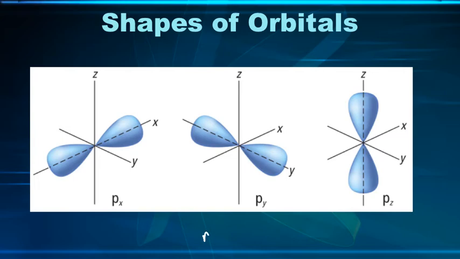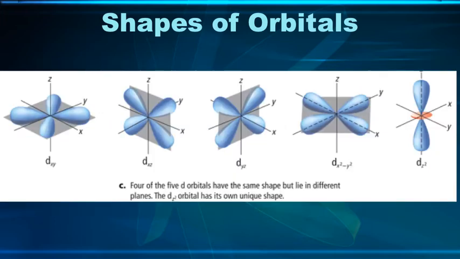If n equals 2, we can also have p orbitals. We can have px, py, and pz. They're sort of dumbbell-shaped along each of the axes. We haven't seen this one yet. These would be d orbitals. This is if you get n equals 3. We've got 5 different shaped d orbitals.